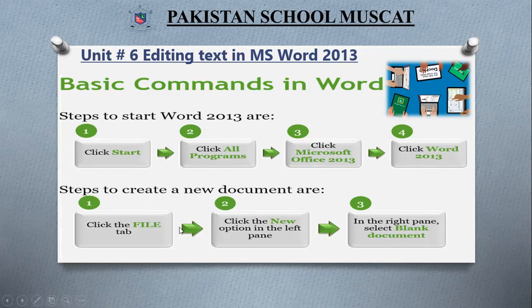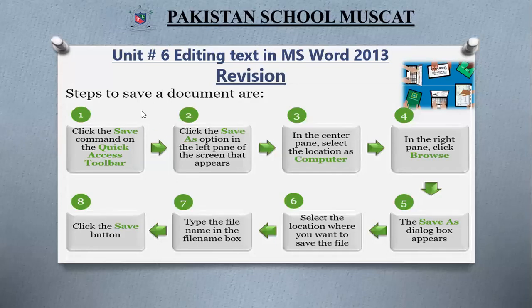Once you open that one, how can you create a new document? You need to click first on the File tab. Next, you need to click the New option in the left pane. And then in the right pane, select Blank Document. Once you're done with it, a document will appear in front of you. And in the same way, how can you save a document? You have to click on your quick access toolbar and click the Save As option. How can we do all these steps?